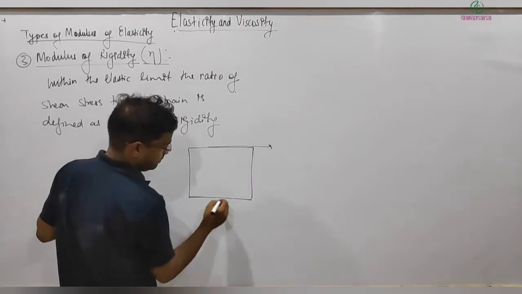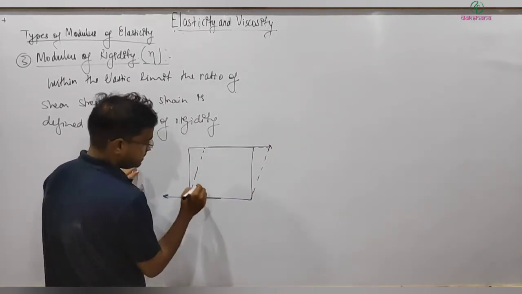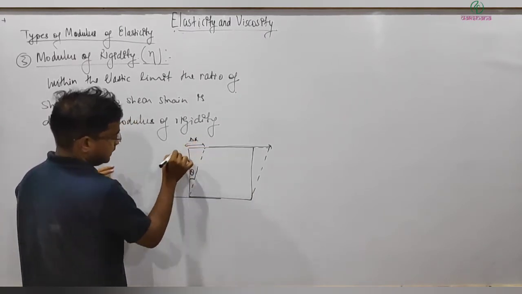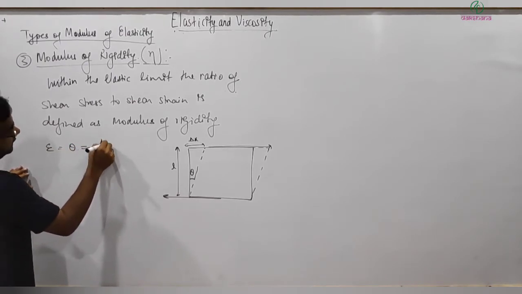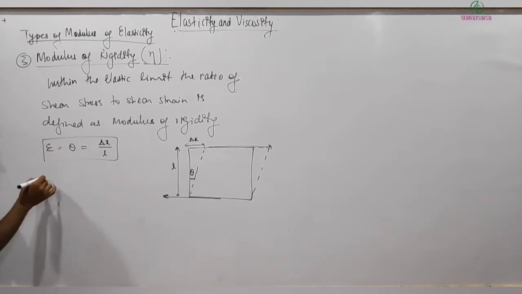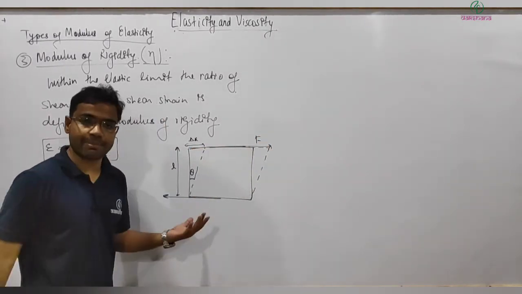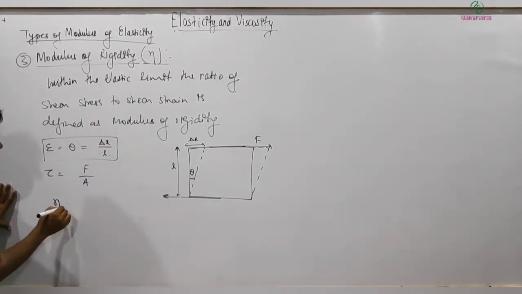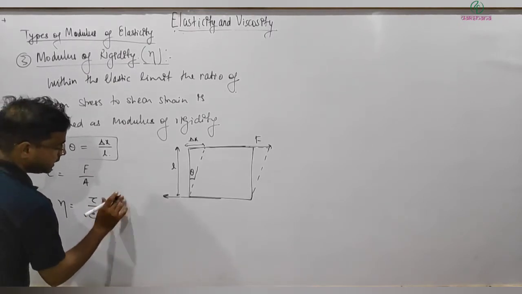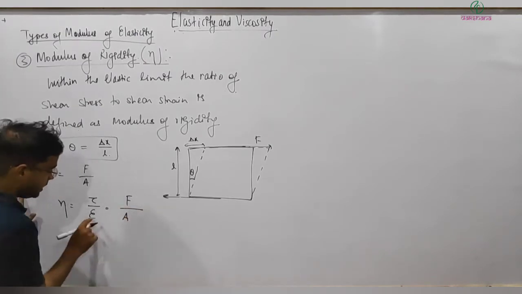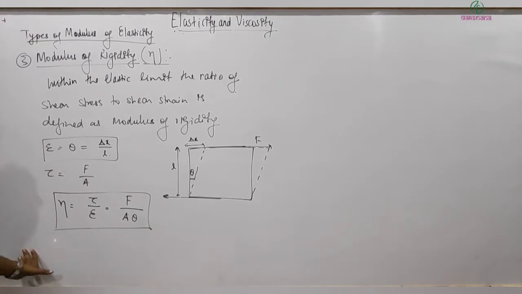So let's say this is the initial shape and shear force is applied. Because of that, the body gets deformed in this manner. Let's say this is the deformed shape, and here this is theta. This is delta x, and this is, let's say, L. Then shear strain epsilon comes out to be equal to theta, equal to delta x divided by L. This is shear strain, right? And shear stress, tau, is equal to force divided by area, where area is of the surface on which force is applied. Then modulus of rigidity is equal to tau divided by epsilon. This is shear force or tangential force divided by area, and this is equal to either theta directly or delta x by L. So this is called modulus of rigidity.